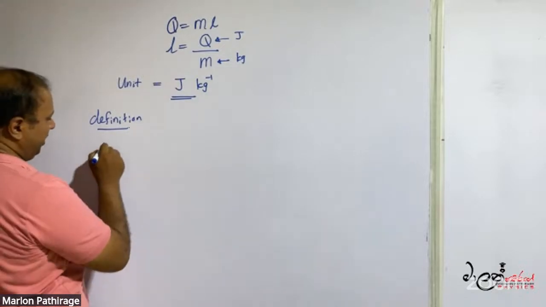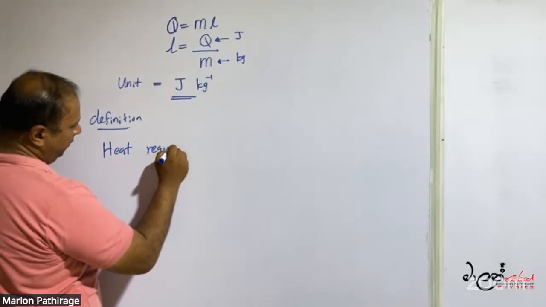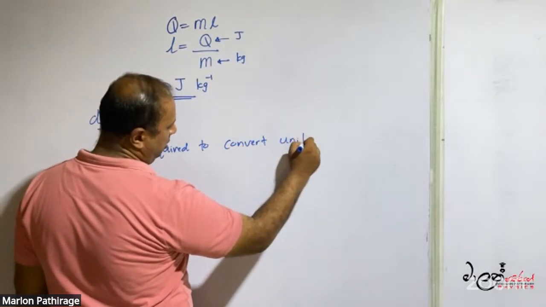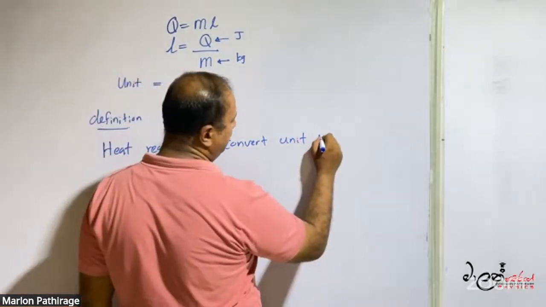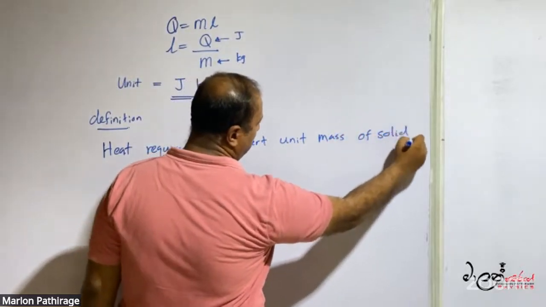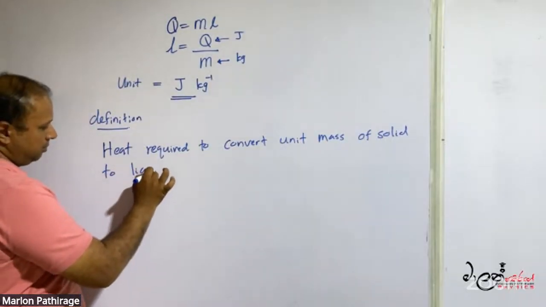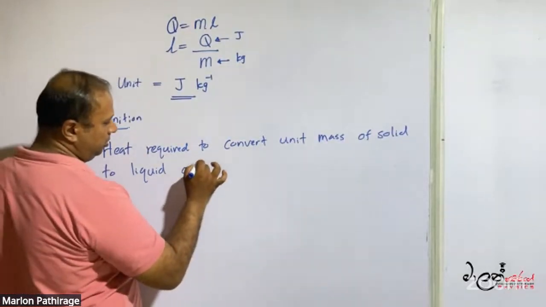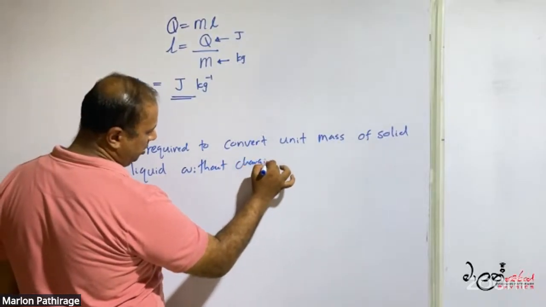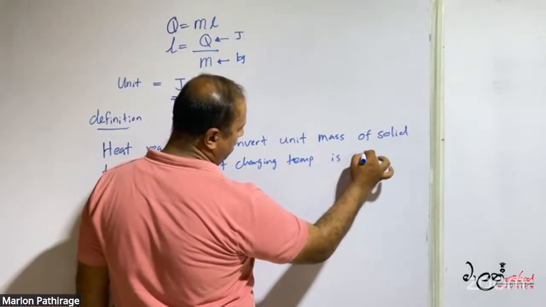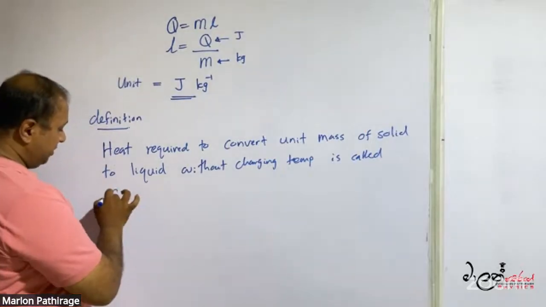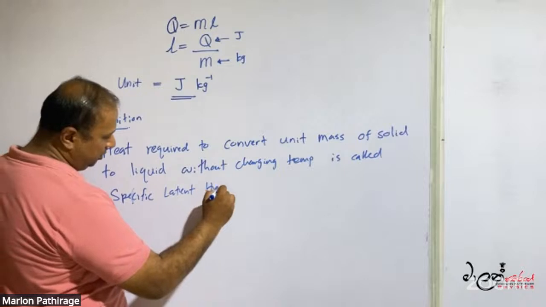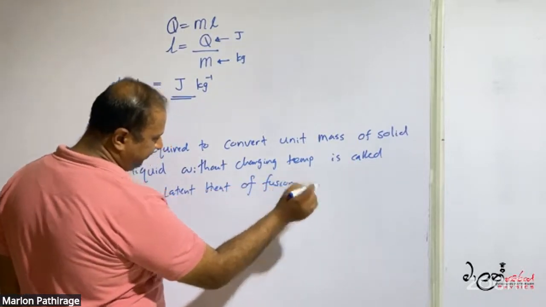Therefore, the heat required to convert a unit mass of a solid to liquid without changing temperature is called the specific latent heat of fusion.